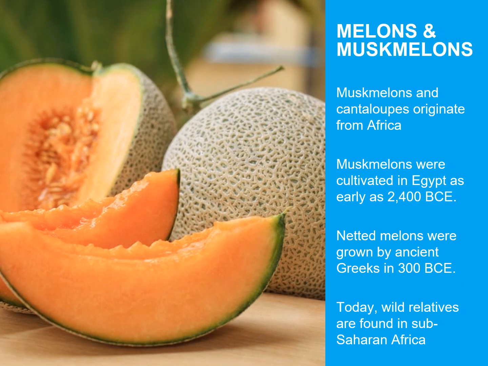So melons and muskmelons originate actually from parts of Africa. And muskmelons were cultivated in Egypt as far back as 2400 BCE. The netted melons that we're familiar with were also grown in ancient Greece in 300 BCE, and the term netted refers to the kind of patterning of the skin, so you can see that in this slide. Today, wild relatives are found in sub-Saharan Africa.